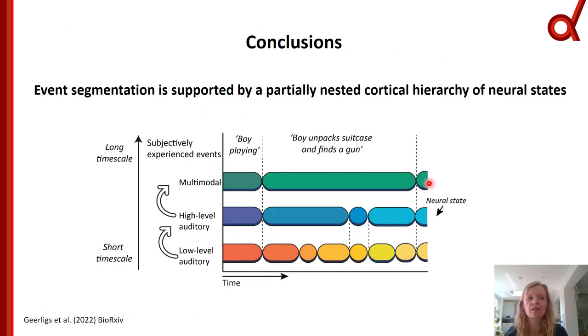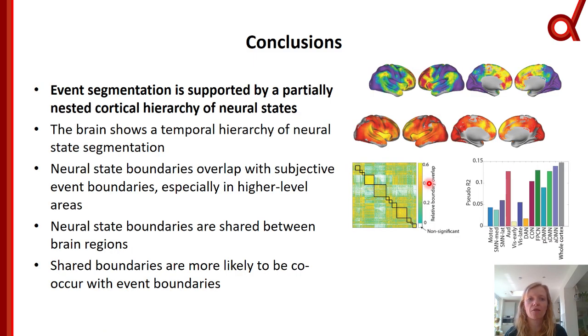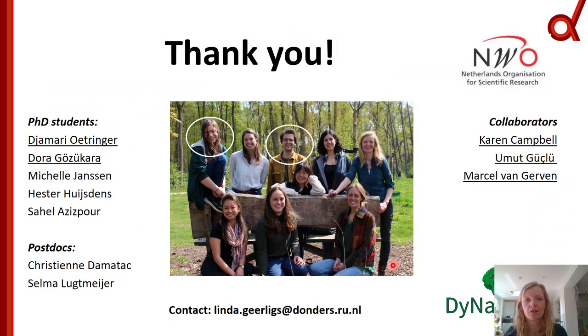So to conclude, we can say that event segmentation is indeed supported by a partially nested cortical hierarchy of neural states. We found strong support for this hypothesis. We found that there's this temporal hierarchy of neural state segmentation in the brain. We found that there's this clear overlap between subjective event boundaries and neural state boundaries, particularly in higher level areas. We found that neural state boundaries are shared between brain regions, and that shared boundaries are more likely to also co-occur with event boundaries.